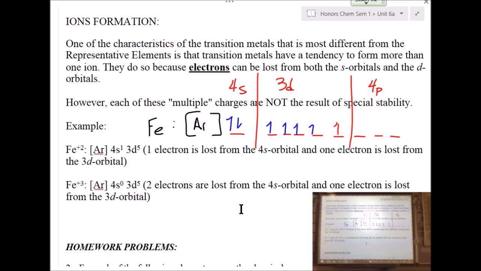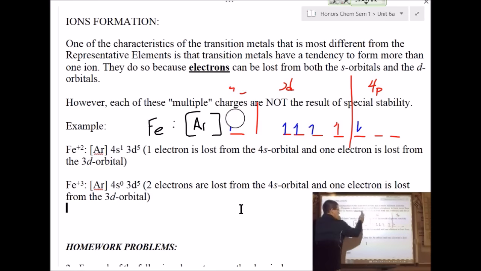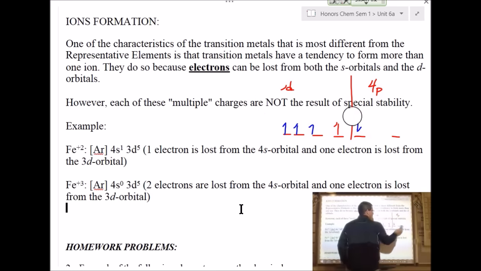If you can't have a half-filled S or a half-filled D, don't mess with it. Does that make sense? And don't get creative and start moving. Well, I'm going to put these over here in the 4P, and then when that one gets half-filled, I'm going to bring it down to the 5S. Don't do it. No matter how tempting it looks, don't do it.